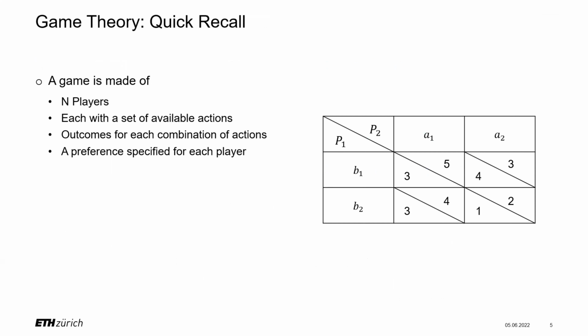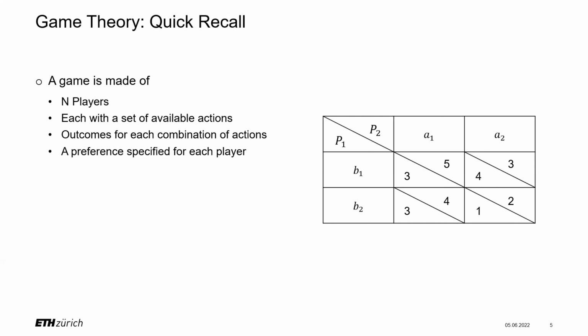Just to be all on the same page and have a quick recall. In general, a game, this is a very simple game with a simple structure, is made of n players, in this case 2, where each player has a set of available actions. So in this case, each player has 2 actions, A1, A2, and B1, B2. And for each combination of actions, or what is called a joint action, we have an outcome for each player, which in this case is a scalar cost, the numbers in the table. And also for each player, we can specify a preference.